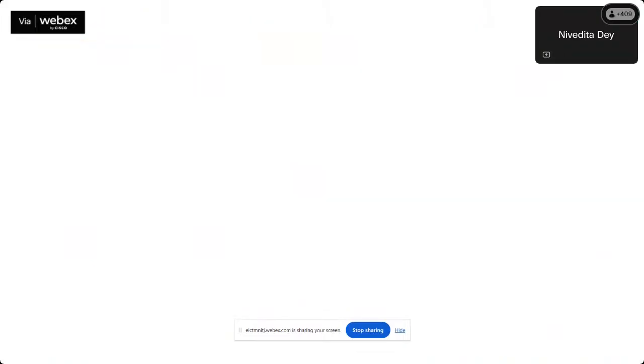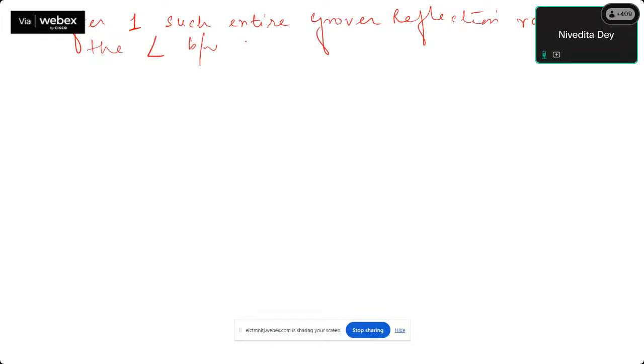So a few theoretical observations we have got: after one such entire Grover reflection operator, or say rotation, the angle between the initial and final quantum state is 2 theta. This is what our observation is.